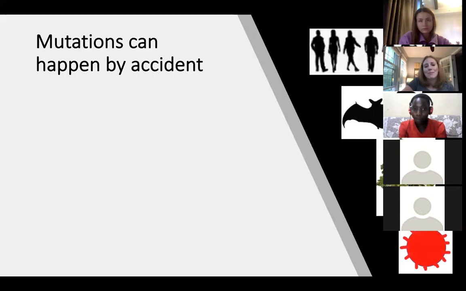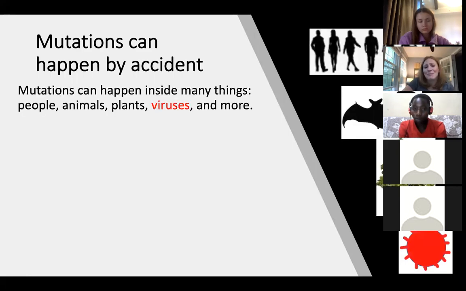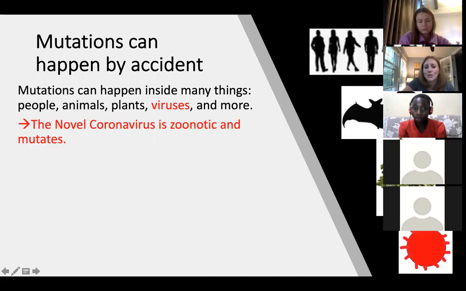Again, mutations can happen by accident and in pretty much anything: people, animals, plants, viruses, and more. And when it comes to this virus, the novel coronavirus, SARS-CoV-2, it's considered to be zoonotic, jumping between different species, and it can mutate. But fortunately, it cannot mutate as fast as the influenza or the flu virus. And Abraham mentioned earlier the bird flu.